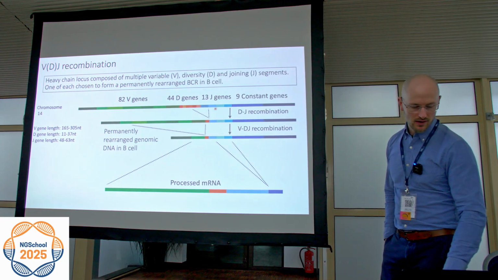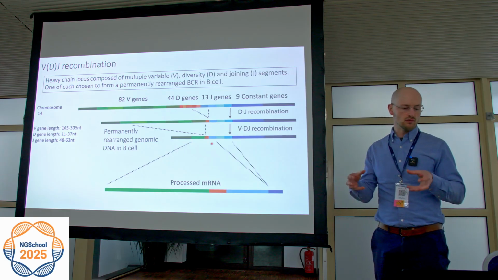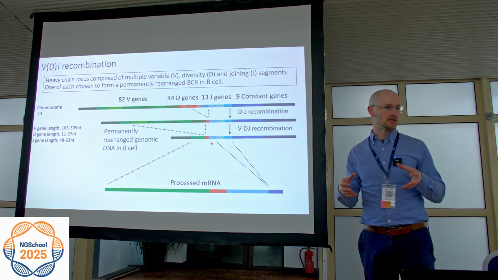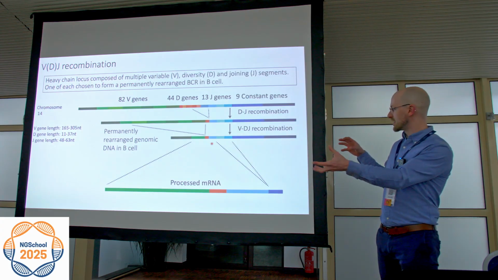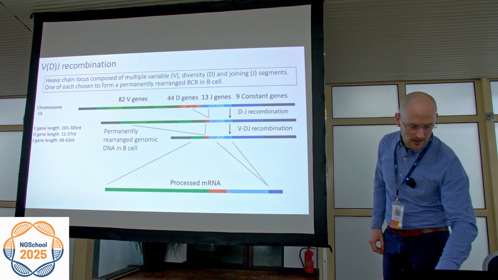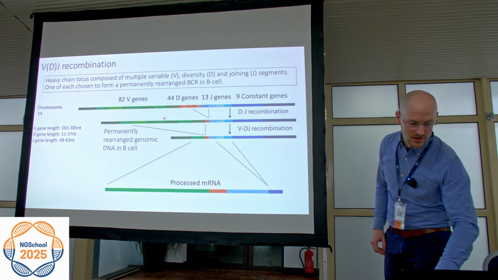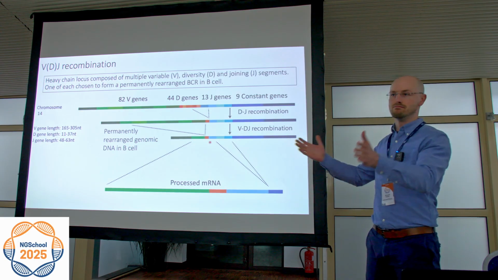and each time a new naive B cell is produced, 1 D and 1 J are spliced together, and then this complex is spliced to a V gene. And this creates a permanently rearranged genomic DNA within the B cell. So the genome of this cell actually changes, and these intermediate D genes and J genes are cut out here, and these intermediate V genes are cut out here. So if you were to sequence the DNA of this cell, it would be different from most other B cells.